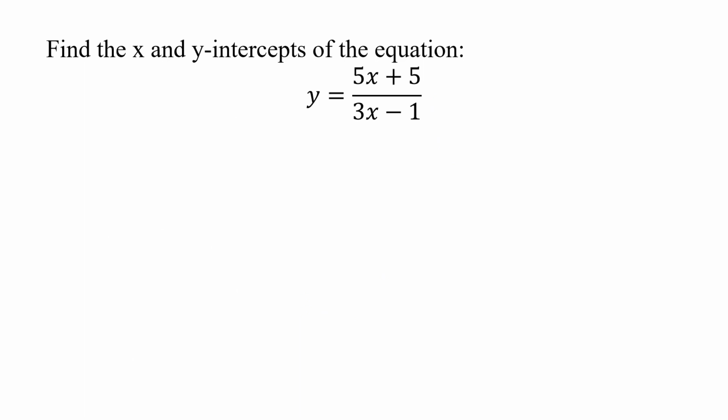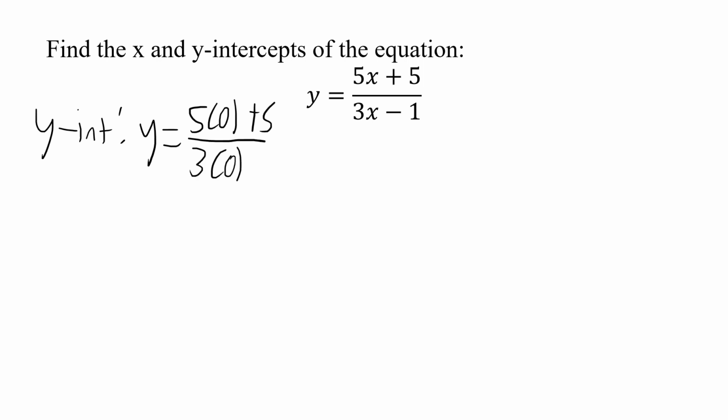All right, for everyone who is in Algebra 2 and above, I really wanted to end this one with a rational function for you guys. So with a rational function, we're going to solve it the same way. To find the y-intercept, we make x 0. So we're going to say y equals (5 times 0 plus 5) over (3 times 0 minus 1). Remember, every time we just take every x we see and we turn it into a 0.